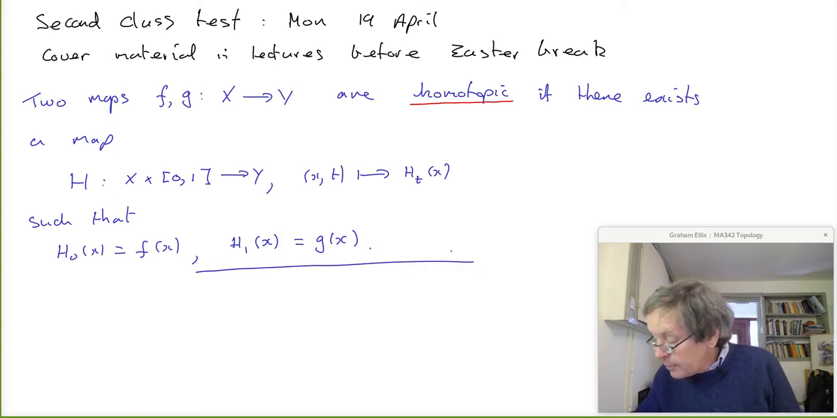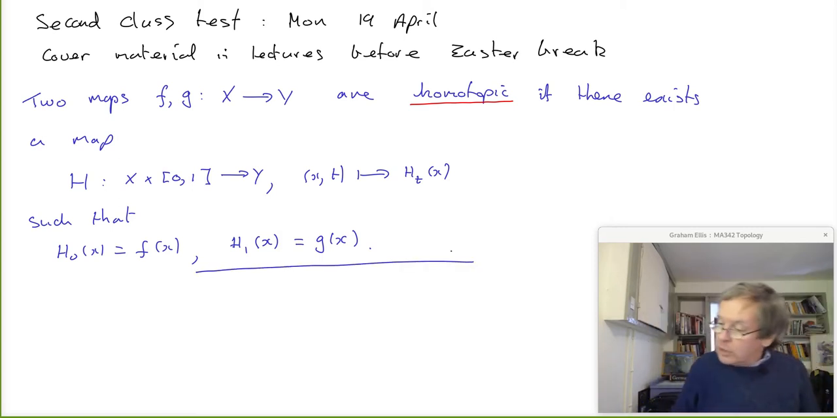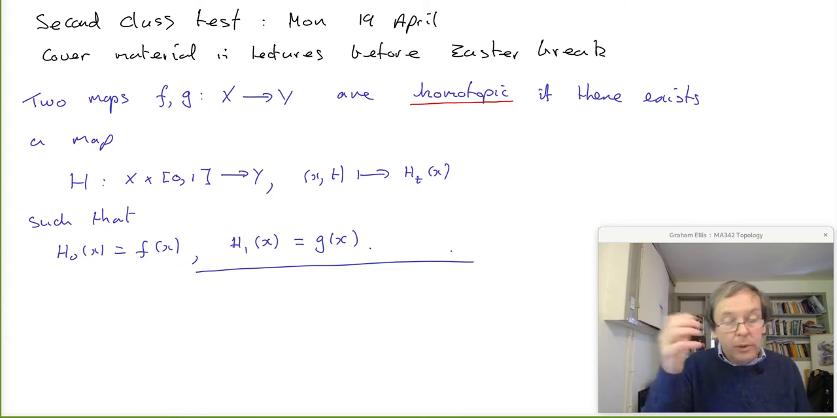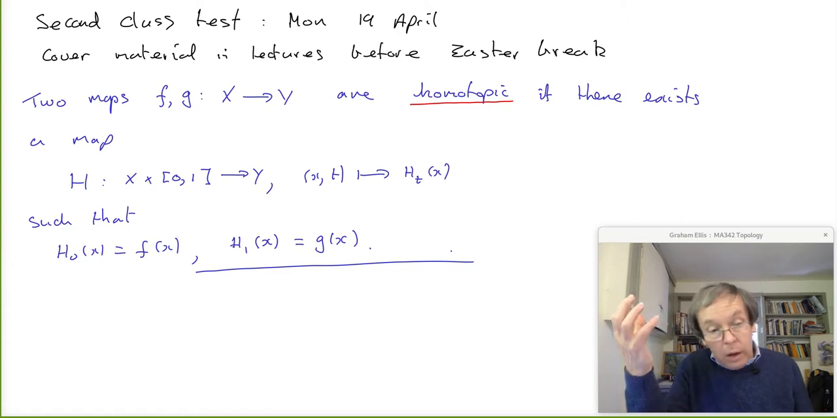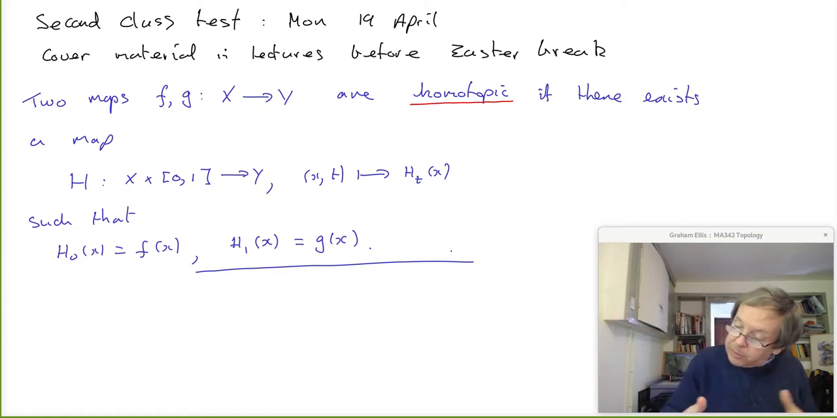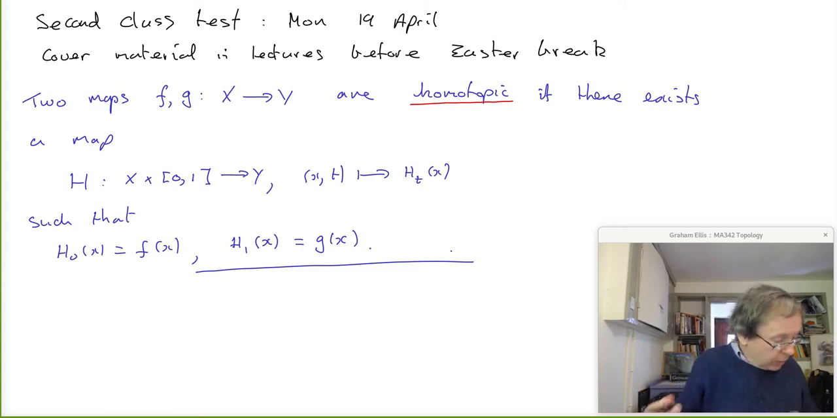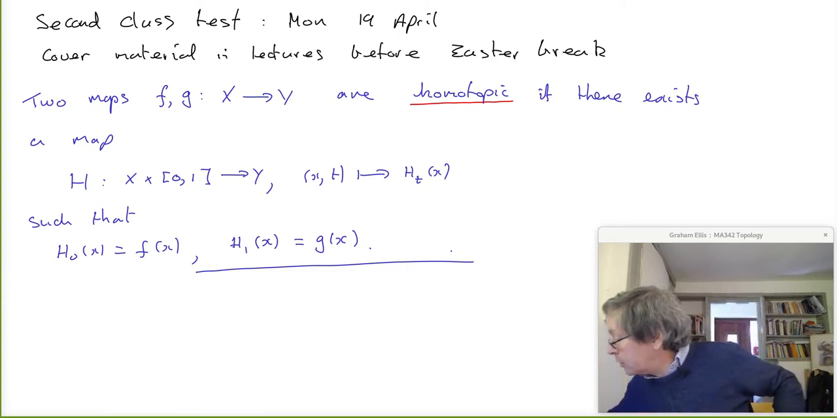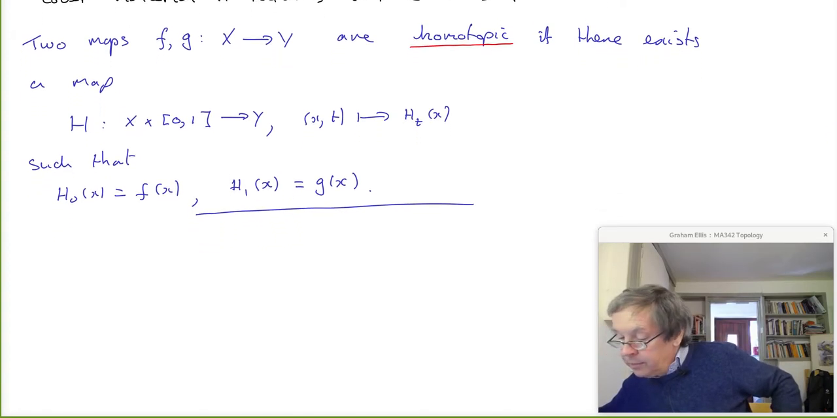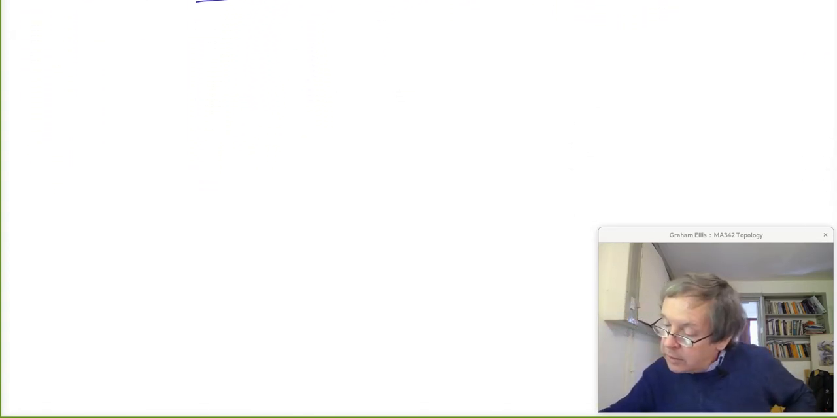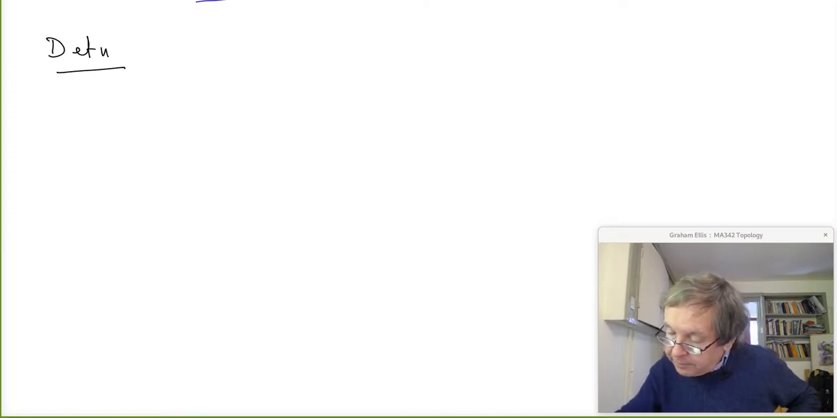So, given two continuous functions between topological spaces, we can say that they're homotopic or not. But what I want to do today is talk about the notion of two topological spaces being homotopy equivalent. Okay, so rather than talking about maps being homotopic, today I want to talk about two spaces being homotopy equivalent, and I want to write down that definition. So I'm just going to write down the definition. So here's the definition for today.